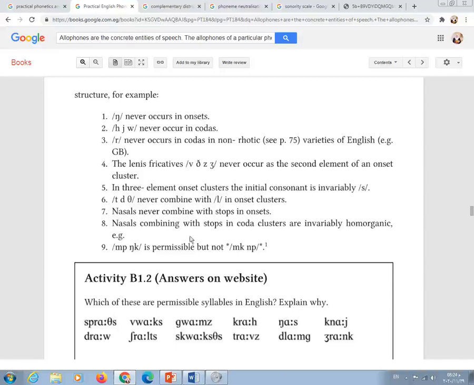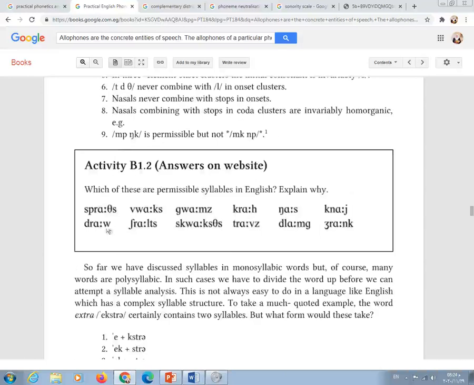Okay, nasals combining with stops. Yes, so I think that this is very okay. Which of these are permissible syllables in English and explain why? Let's look at this: spr, is this English? Yes. Why? Because here we have three consonants. The first is s, the second is p, the third is r, and all these consonants are obeying the rules of English syllable onset.